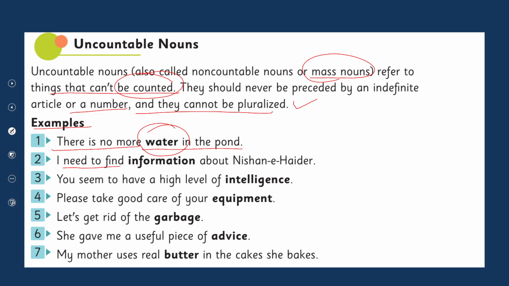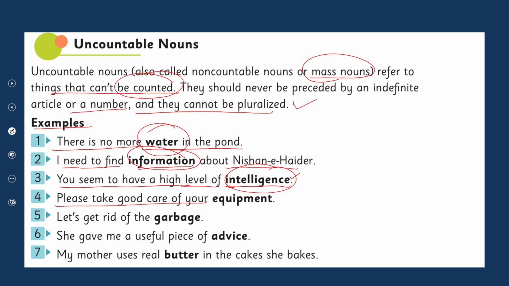I need to find information about Nishane Haider. Information cannot be counted. You seem to have a higher level of intelligence. Intelligence cannot be counted like we can count a bottle of water. We can count different pencils, we can count erasers and sharpeners, but we cannot count intelligence like that. So it is an uncountable noun.